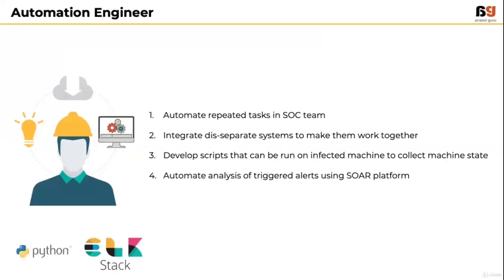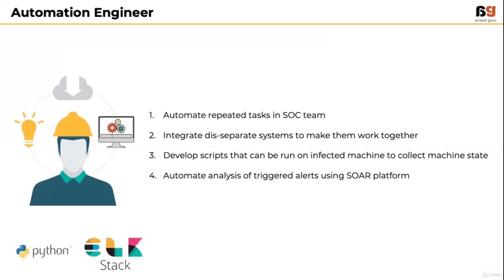So the automation engineer automates repeated tasks in the SOC team. So there are tasks that need repetition. These guys automate such repetitions, integrate the separate systems so that they can work together. And they also develop scripts that can be run on infected systems to collect machine states.